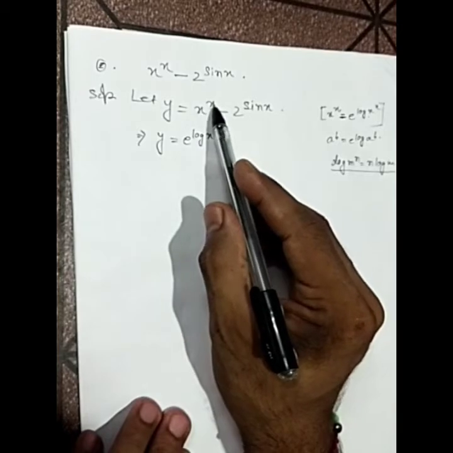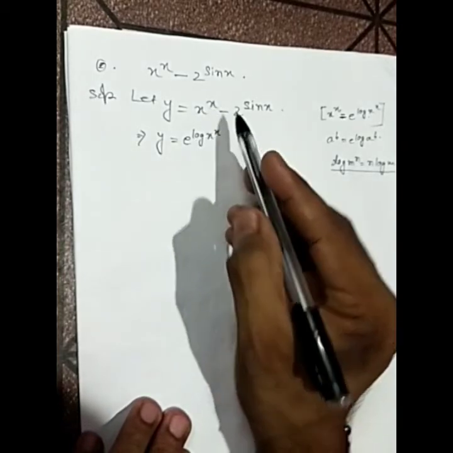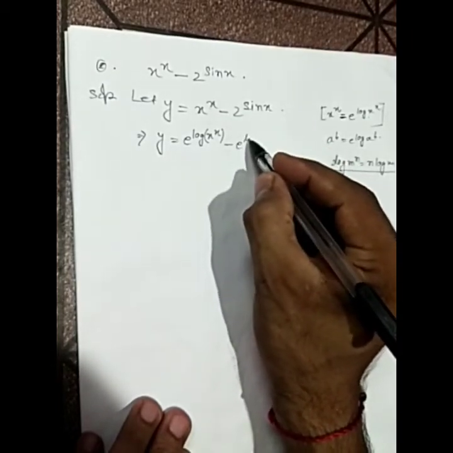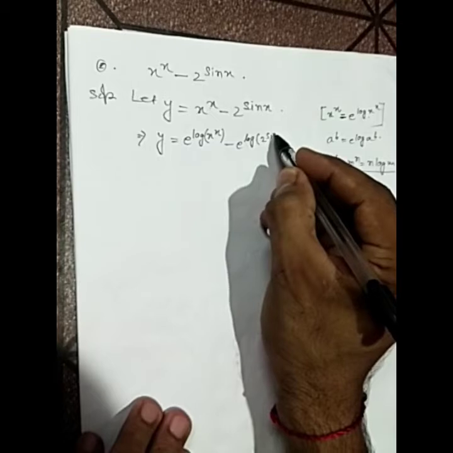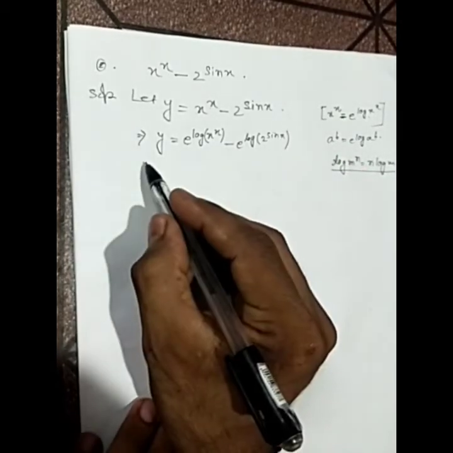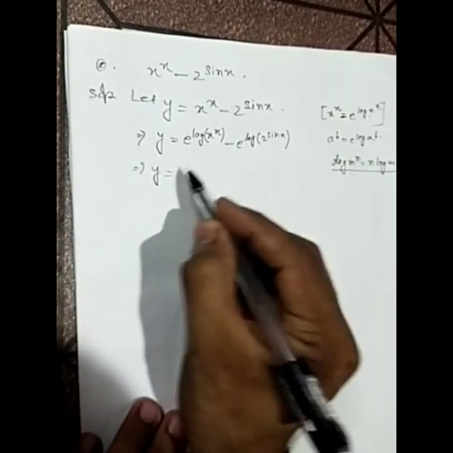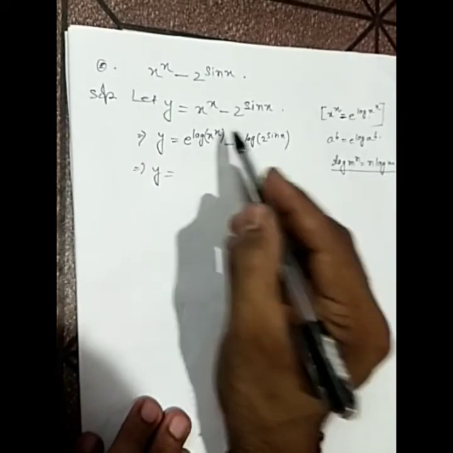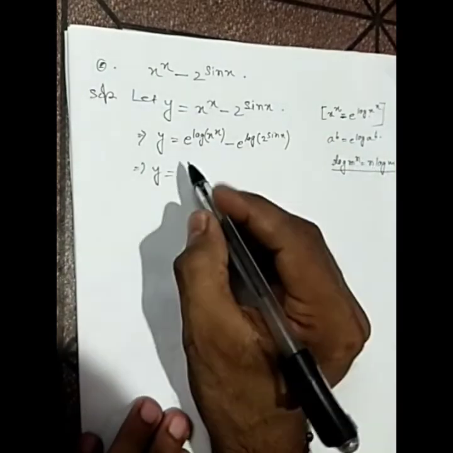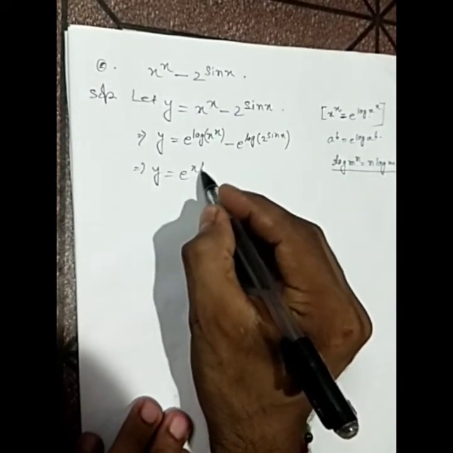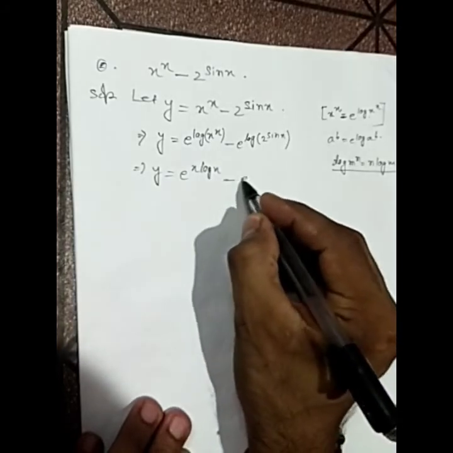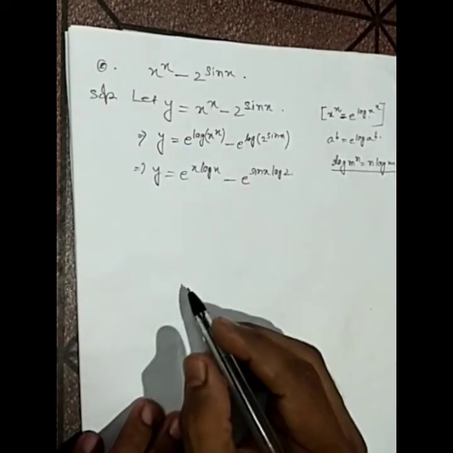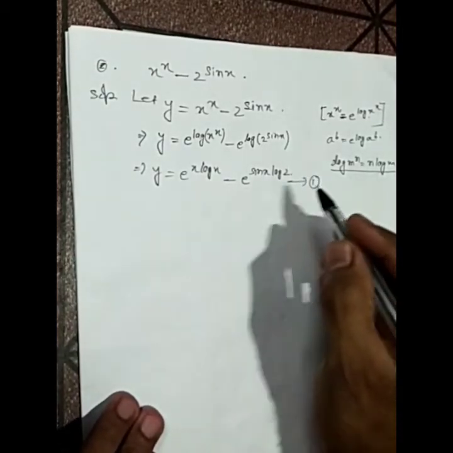So see, x to the power x can be written as e to the power log x power x. Minus 2 power sin x can be written as e to the power log 2 power sin x. So y equal now e to the power log of x power x, and I have told you log of m power n equal n log m. So what you will get? e to the power x log x minus e to the power, similarly, sin x log 2. Now take this as equation 1.